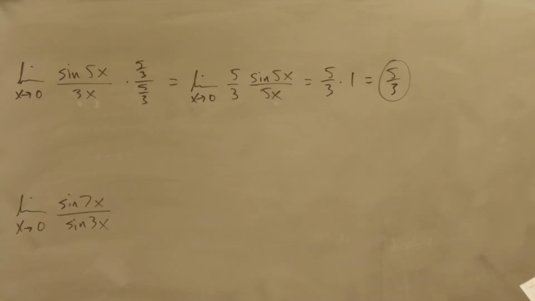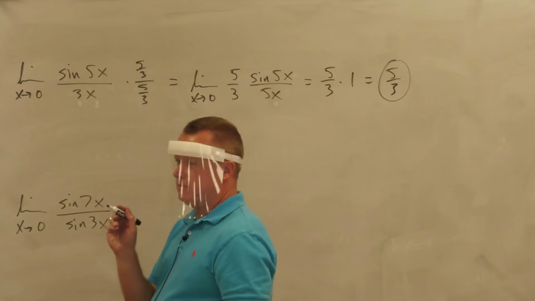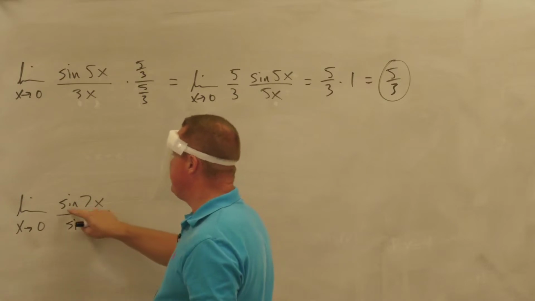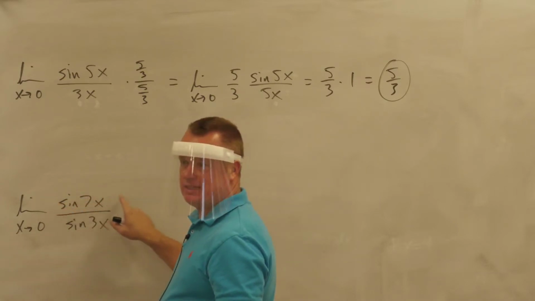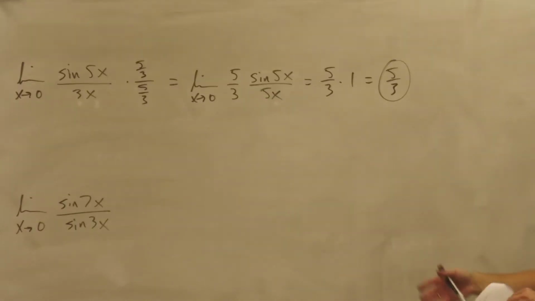same thing. We've got sine 7x on the top, sine 3x on the bottom this time. We're still wanting to use that same idea: sine of x over x, limit as x approaches 0 is 1. So what could I do with that? Could you cancel the sines? Can't do that. All right, so just remember, this is all one thing together. Sine 7x, sine 3x. You can't cancel the 7x and 3x out.